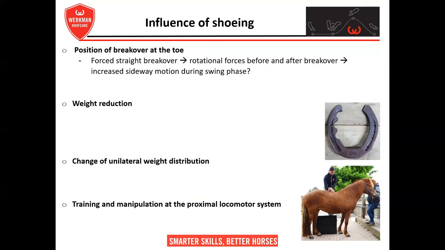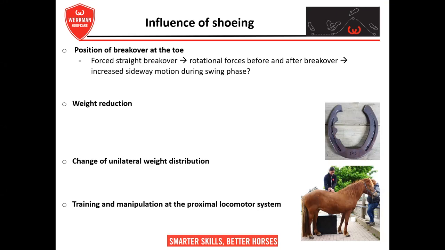Because actually we have slight asymmetries in the articular joint surfaces, and these asymmetries in the joints, of course, cause that we have a unilateral breakover. And if we now force a straight breakover, we have rotational forces and we increase the sideway motion during swing phase. At least this is a very logical assumption. We haven't proved it yet, but I think we will in one time. But don't forget that sometimes the gait pattern is belonging to the specific conformation of the locomotor system.